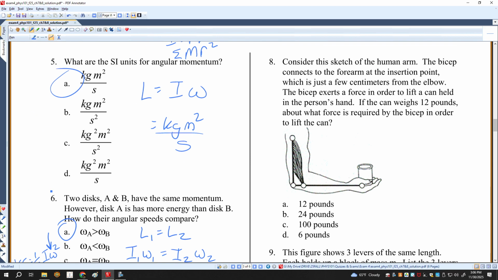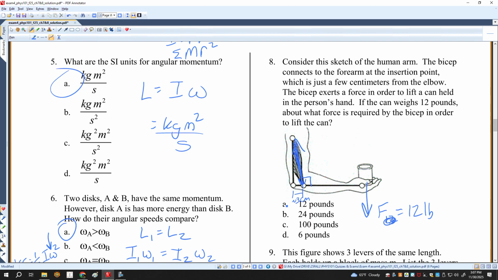All right, consider a sketch of the human arm. I know that this is just a few centimeters. The insertion point where the bicep attaches there is just a few centimeters. This angle also is basically 90 degrees, and I want to know what force is required here in order to have a force equal to about 12 pounds here. That would be a big can, by the way, if it's really a can. That's what it looks like, a 12-pound can of soup.